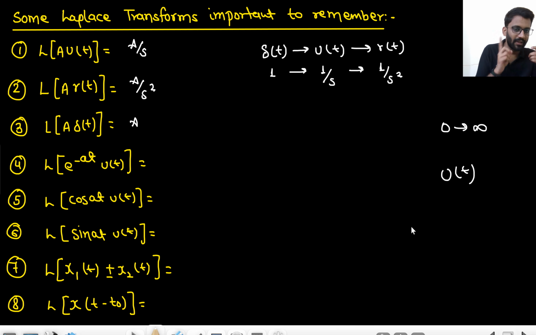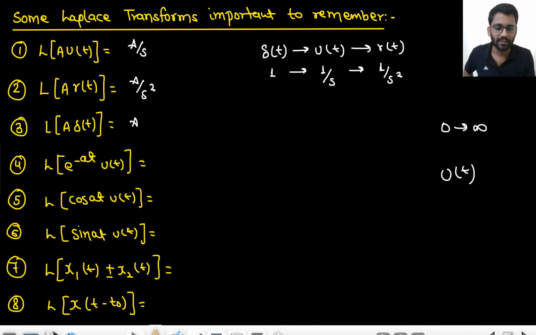Okay, but u(t) is not 1, because 1 means from minus infinity to infinity it is always 1, but u(t) means from 0 to infinity it is 1. So there is a big difference, but for now just assume u(t) is 1, because we are not really going deeper into the concept. We are just understanding whatever is required.